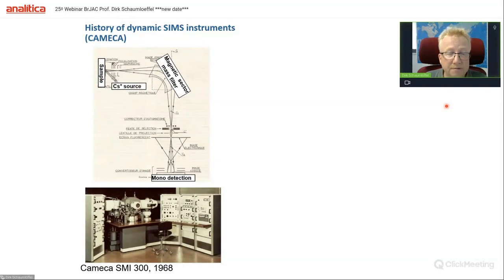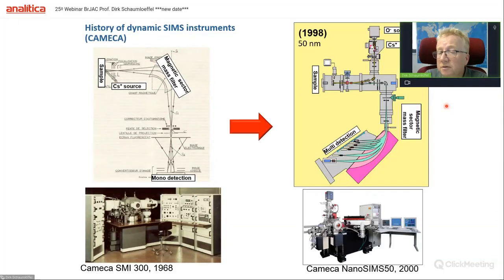It's a French company starting in the 60s with their first instrument, developing a dynamic SIMS instrument. And there were different instruments developed during the last decades. And then already 20 years ago, the first NanoSIMS came on the market, which of course also still had some evolution until today, the most modern instrument of this type.